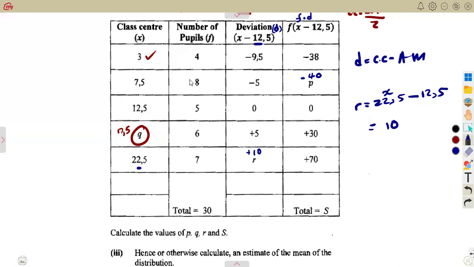What about S? It's the total here, which they calculated. This is the total sum of the frequency times the deviation. You add minus 40 plus 0 plus 30 plus 7, the other values. So that was going to give us a 22.